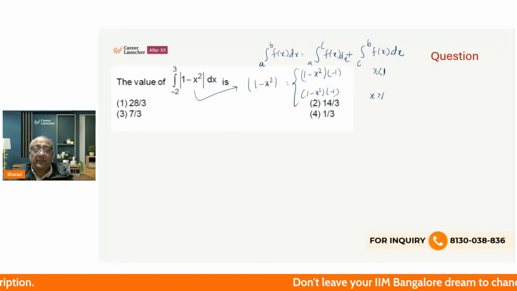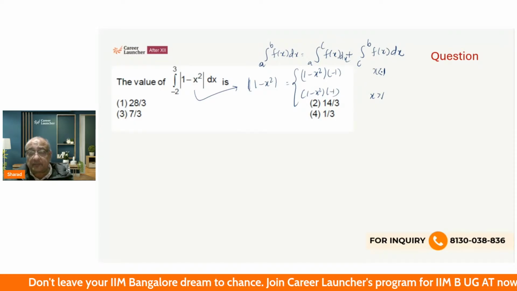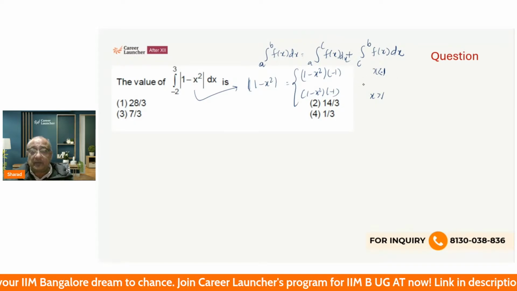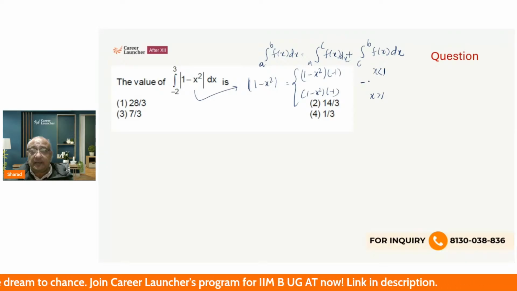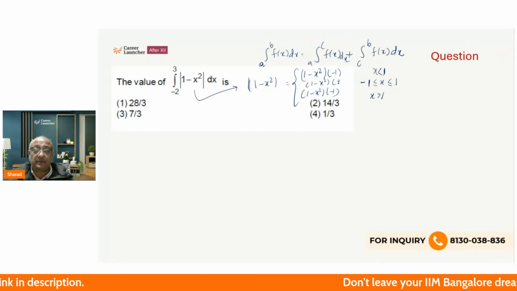If x is less than minus 1, then again that situation. One in-between range is left. What is it? Greater than minus 1 and less than 1. In this range, the value will be 1 minus x square into plus 1.